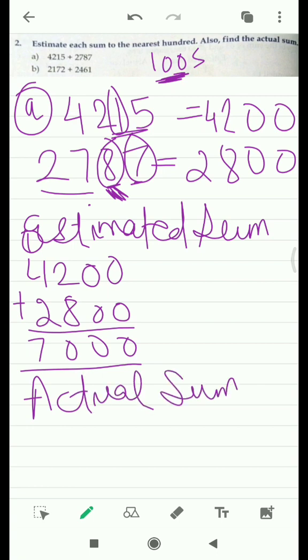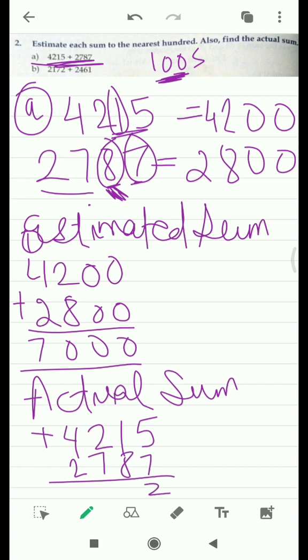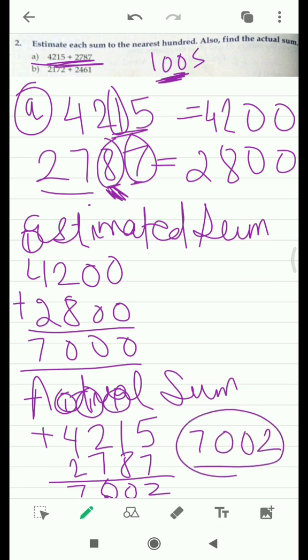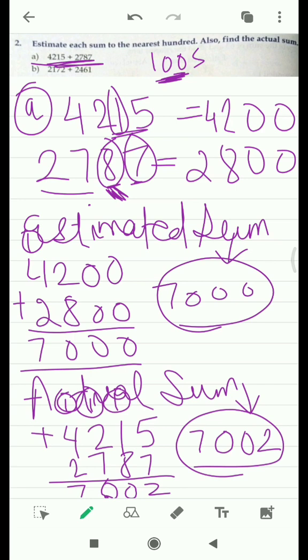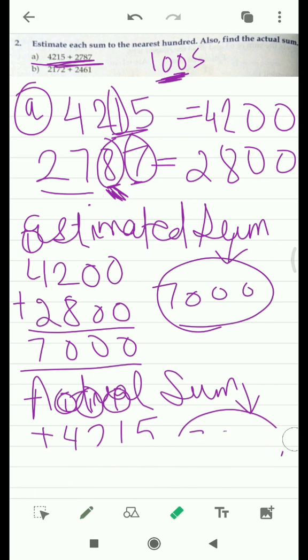एक्चुअल सम में आपको एज इट इज जो दिया हुआ है आपको वही उठा के ऐड कर देना है. सिंपली ऐड एज इट इज गिवन. So your actual sum is 7,002. And your estimated was 7,000. Okay. So let's move to our next question.